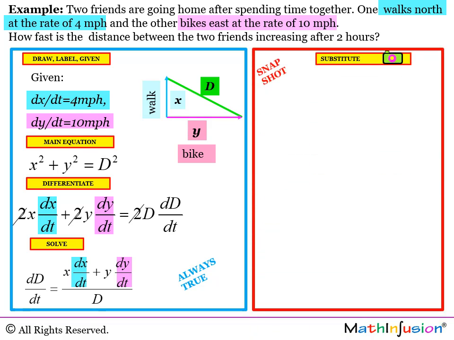Now we would like to take the snapshot. In the snapshot, we are going to substitute everything that is related to the specific instant. The only thing that we know is that the snapshot should be taken after 2 hours from the start. So what happened after 2 hours? dx/dt is 4, so I can substitute that. And the rate of the biking is 10, so I can substitute that as well. I still have no idea what x, y, and D are.